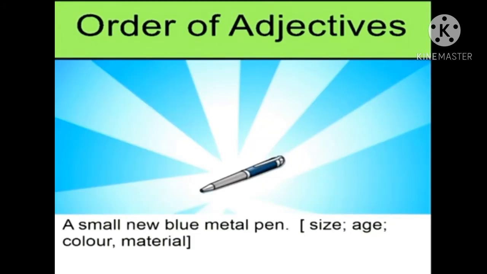One more example for order of adjectives. A small new blue metal pen. Here for describing the pen we are using size, that is small, age, that is new, color, that is blue, and material, it is made up of metal. And the noun here is pen.